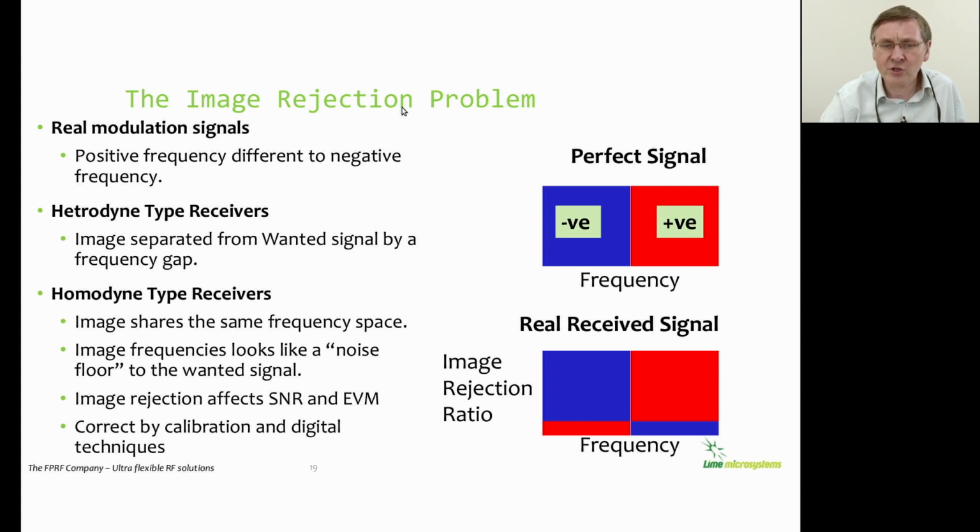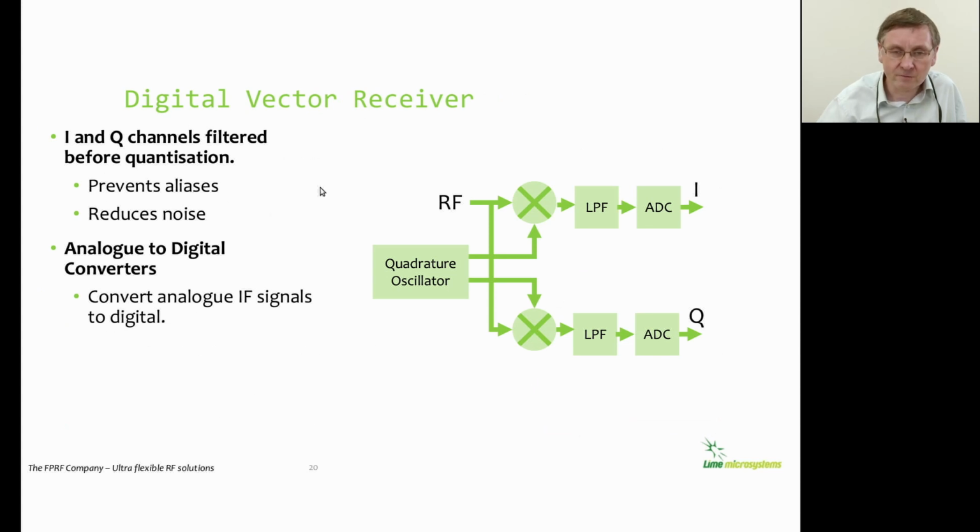So we have an image rejection consideration in digital radio. The positive and negative frequencies are quite different from each other, and they have different behaviors. This means that any leakage of the positive frequencies into the negative frequency bandwidth looks like a degradation of signal to noise. To deal with this, the LimeSDR has calibration modes, and we can calibrate for this image rejection problem. We typically achieve 50 dB image rejection when we calibrate.